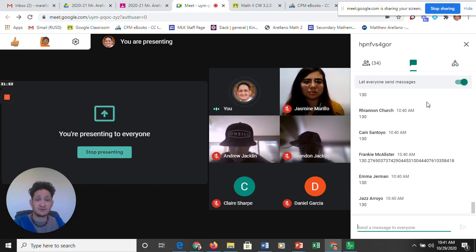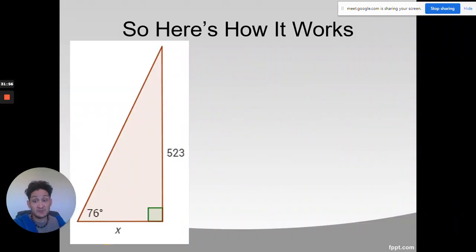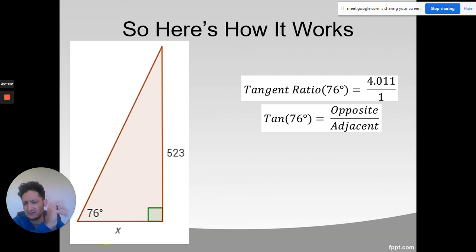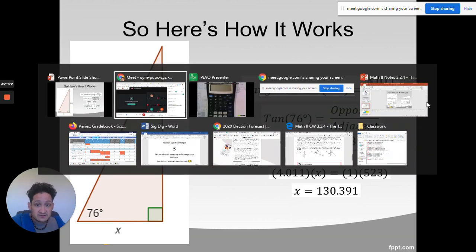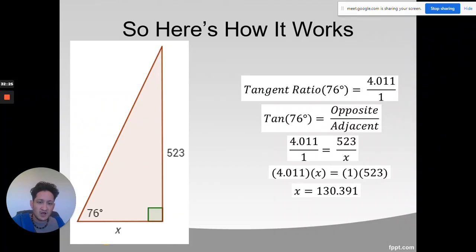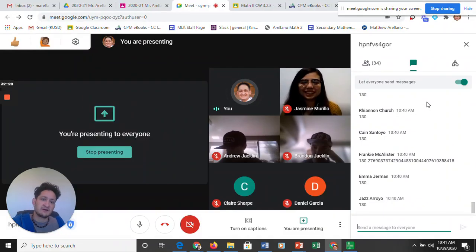All right. Well, shoot, I better hope it's right. I mean, hopefully we all found out the tangent ratio of a 76-degree angle is 4.01111, whatever. I put it over 1, and I set it to opposite over adjacent. What's opposite of my 76-degree angle? Opposite's the 523. Adjacent's what I'm solving for. So there's our proportion. We cross multiply. And is it around 130? It sure is. Let's see how accurate Frankie was. Oh, Frankie, you're off by a solid like 12/100ths, man. Come on. Goodness. What are we doing here?